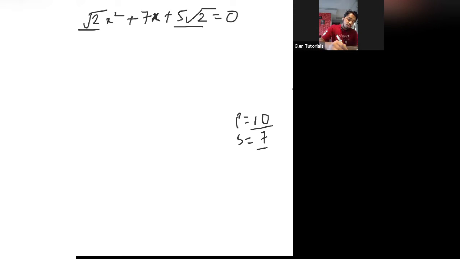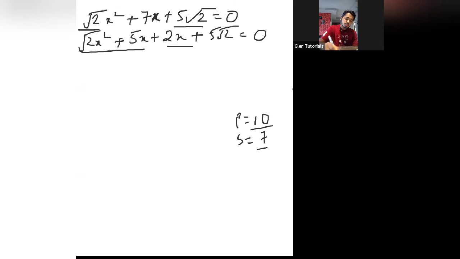So therefore, now we split the middle term. Root 2x square plus. Now 7x is nothing but we write it as 5x plus 2x because 5 and 2 were the two terms which we got. When we multiply, we'll get 10. When we add or subtract, 7. So plus 5 root 2 is equal to 0.